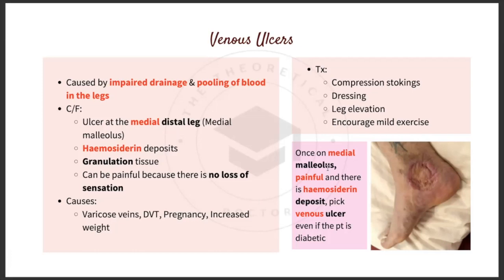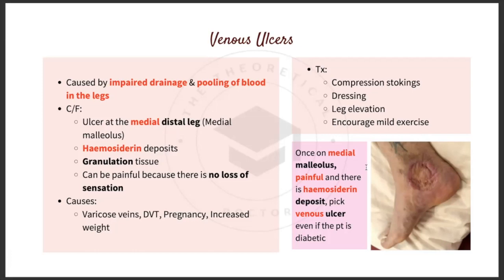So as you can see here, let's say in an exam, an MCQ question pops up, or maybe even a modified essay question, and they tell you the area is the medial malleolus, it is painful and there is hemosiderin deposit, pick venous ulcer, even if the patient is diabetic, because the part that the patient is diabetic is just to confuse you. But you've seen that it's on the medial side, there's hemosiderin deposit, it is painful, so it is a venous ulcer.